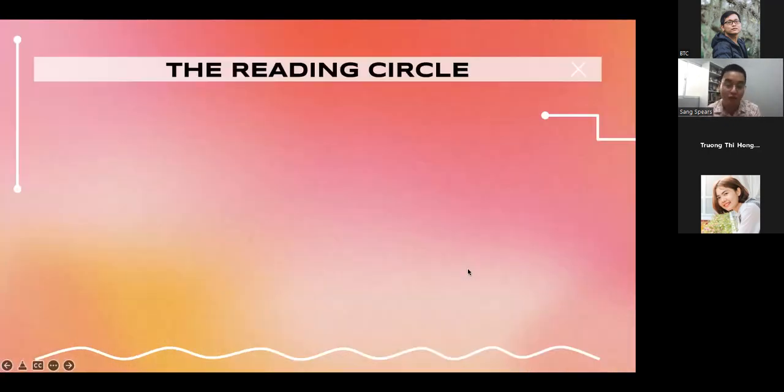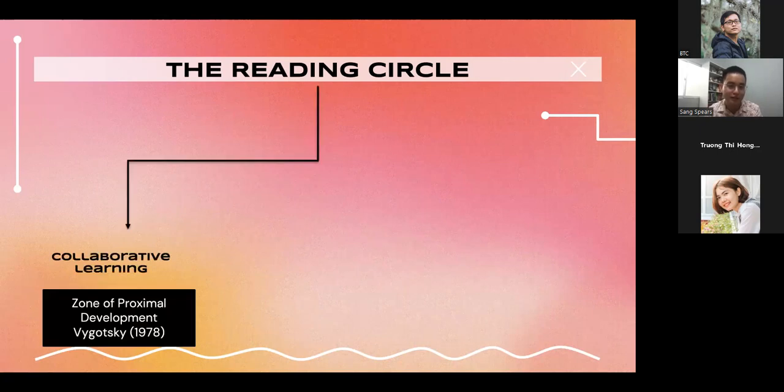So let's talk a little bit about the reading circle. What kind of theory underpins this kind of practice? First, the reading circle is based on collaborative learning through the social constructivism theory of Vygotsky, or in other words, the zone of proximal development. You can simply put it like you put a student in an environment, in the zone, where they can develop with a more capable peer.